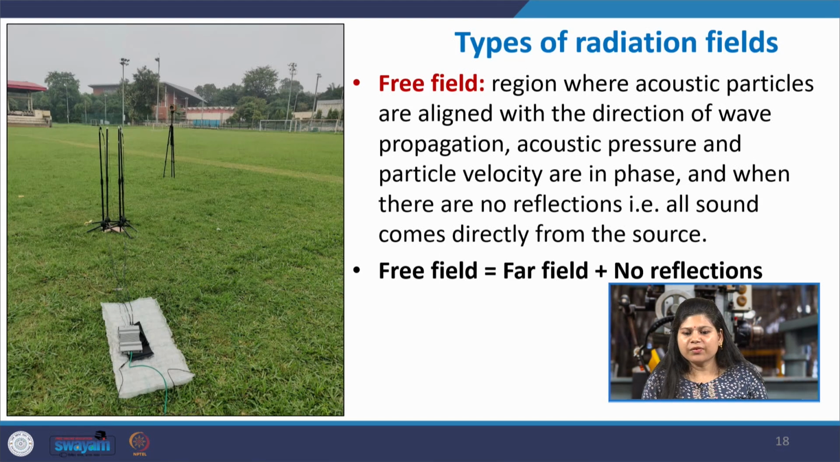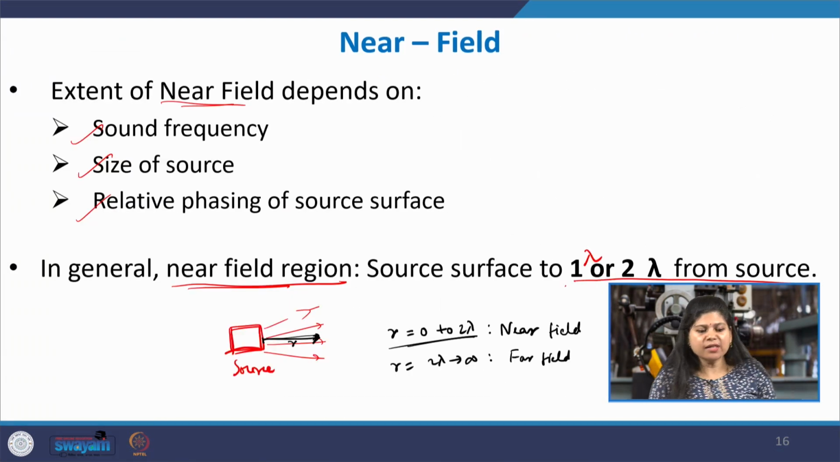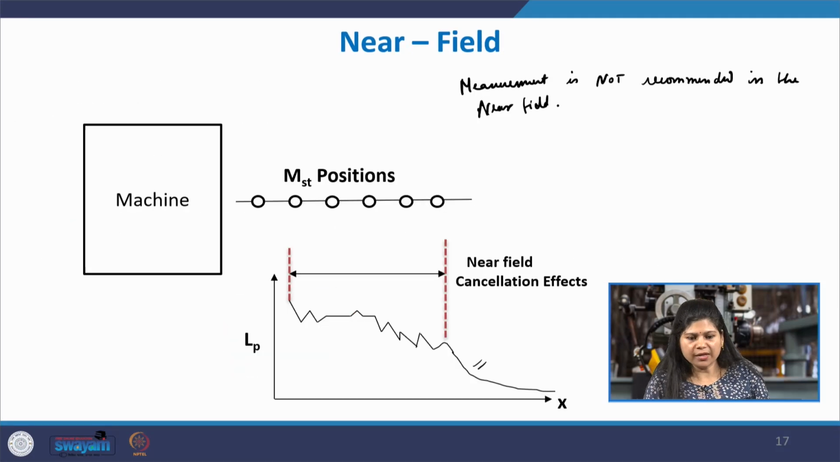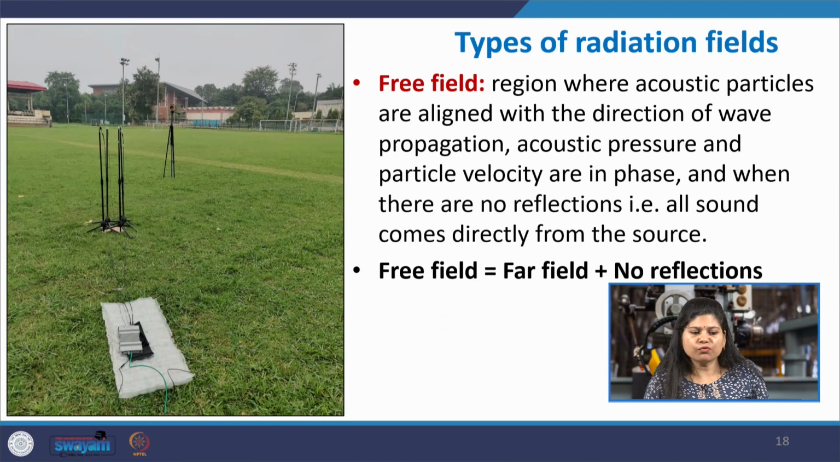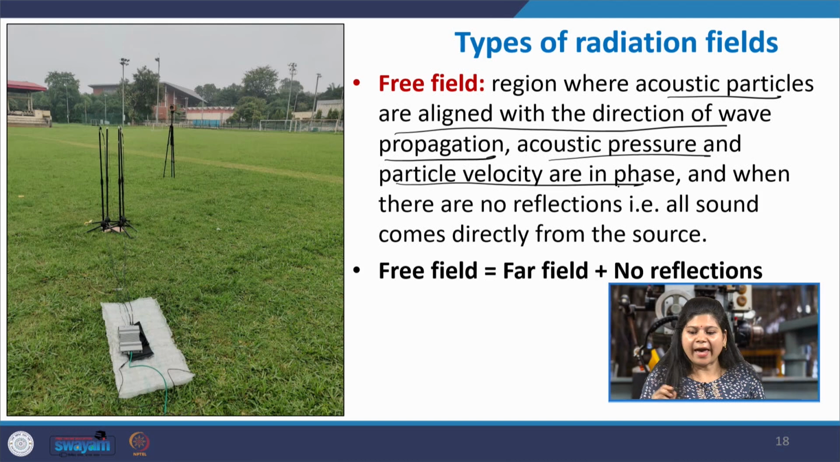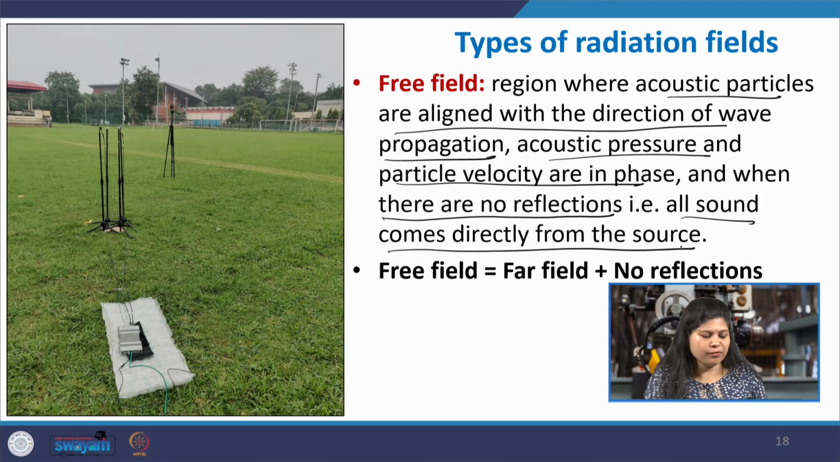Now, let us see some of the types of radiation fields. We have seen the near field and the far field so far. We also have another radiation field called the free field. The free field is a region where the particles are aligned with the direction of wave propagation, the pressure and the velocity are in phase, and in addition, there are no reflections. All the sound reaching a point is coming directly from the source.